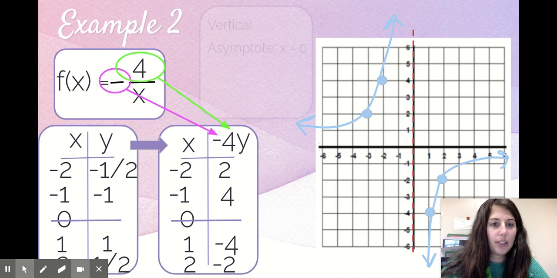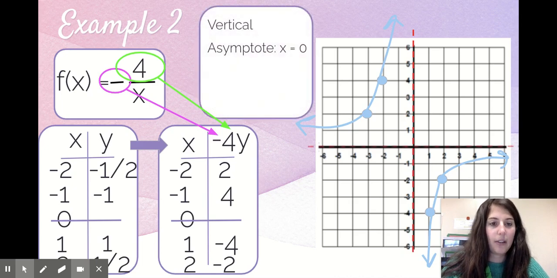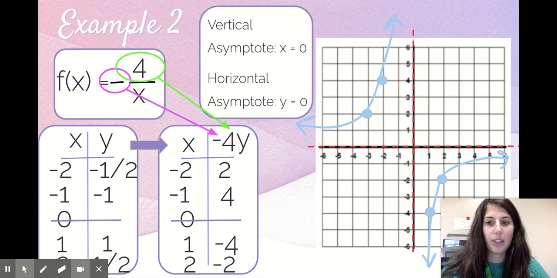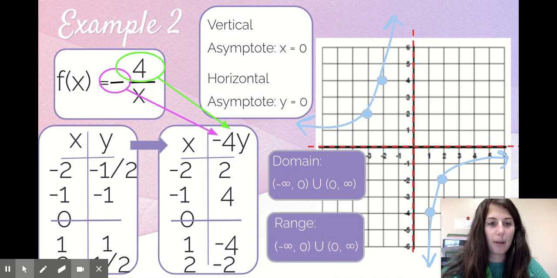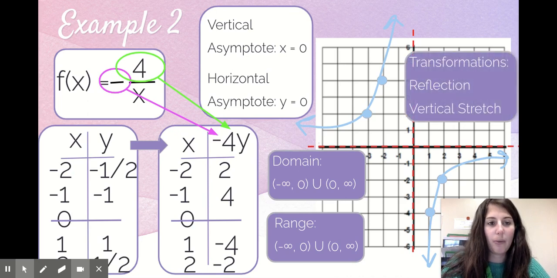I have asymptotes, the vertical asymptote at x equals 0 and the horizontal asymptote at y equals 0. It hasn't changed from the original function, the parent function, because I haven't shifted left, right, up, or down. I've had other transformations affect this graph. So for our domain, it's the same as the parent function. Negative infinity to 0, pick up my pencil, 0 to infinity. For the range, negative infinity to 0, pick up my pencil, take a break, start back up again, 0 to infinity. And lastly, our transformations, we have a reflection because of the negative and a vertical stretch because the a value 4 is bigger than 1.